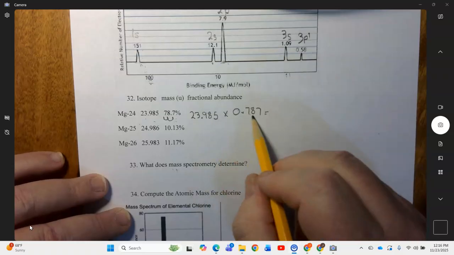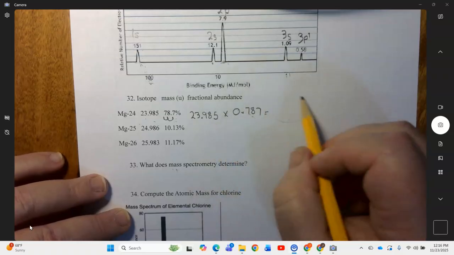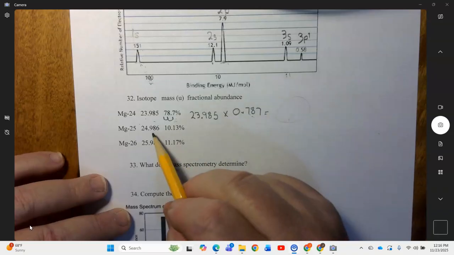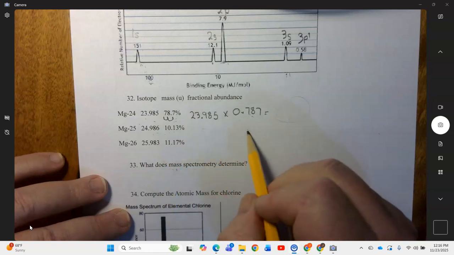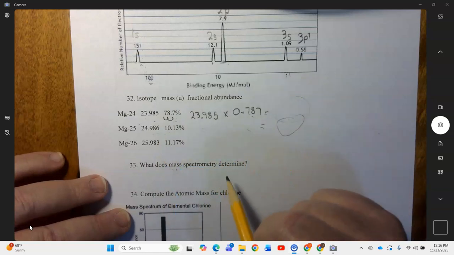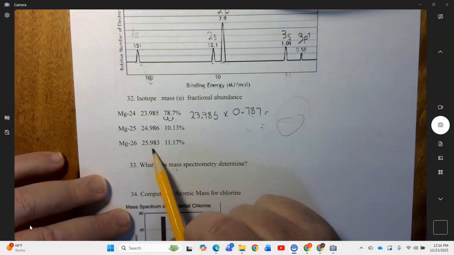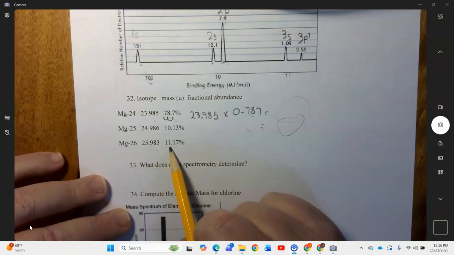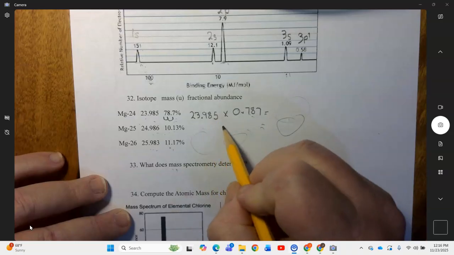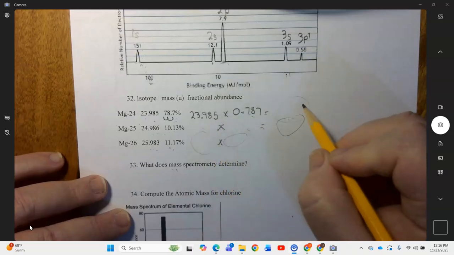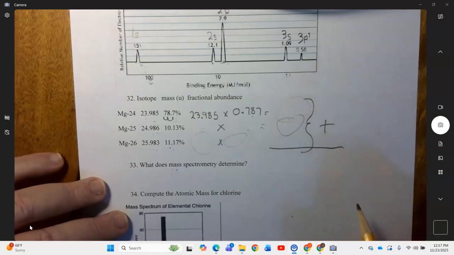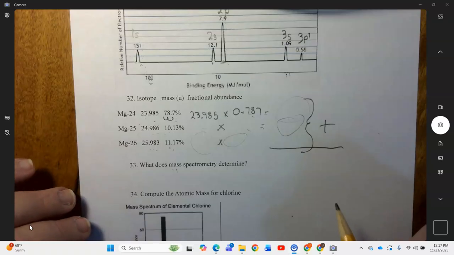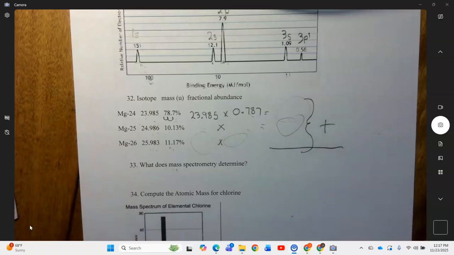All right, and you'll multiply those two together, and you'll get a number right here. Next, you're going to multiply 0.1013 right there times 24 right there, and you're going to get another number. This is 25.983, and this is going to be 0.1117. You multiply those two, so I put a times sign, and then when you get these 3 numbers over here, you're going to add them together to get the atomic mass. That's the number that you would see on the periodic table. So I'll leave that for you to do the math on those.